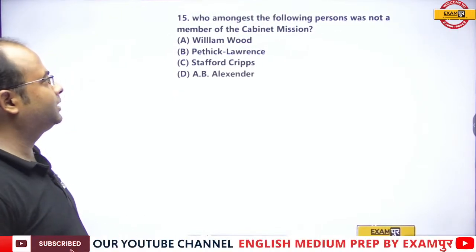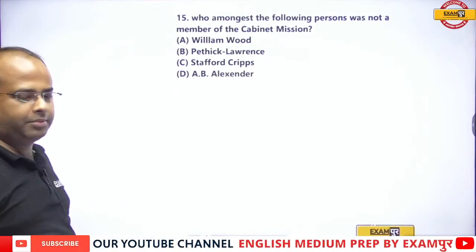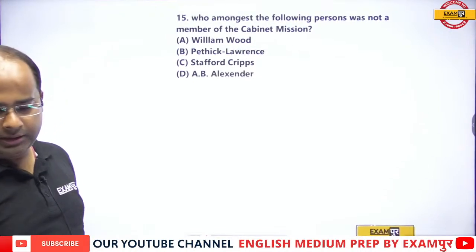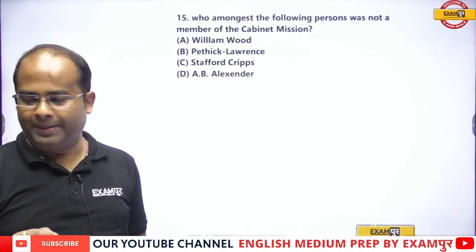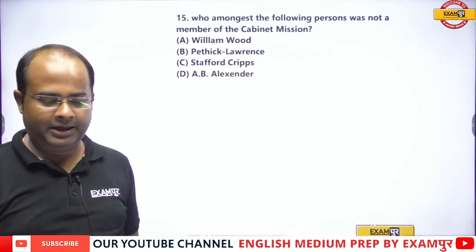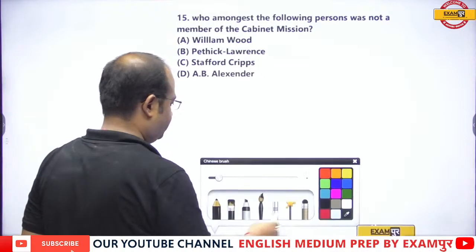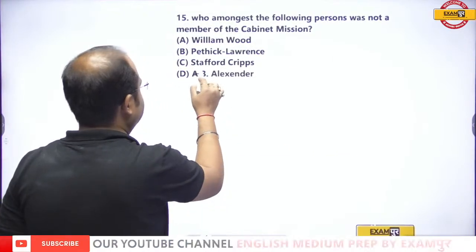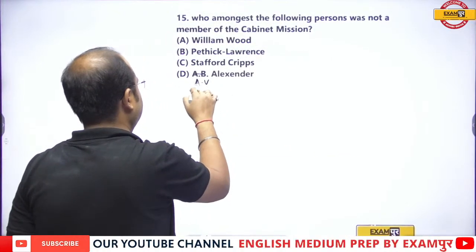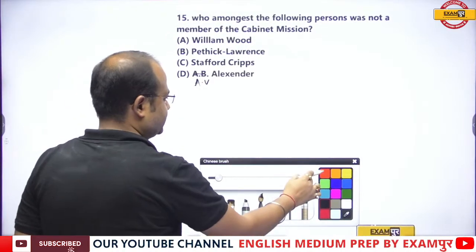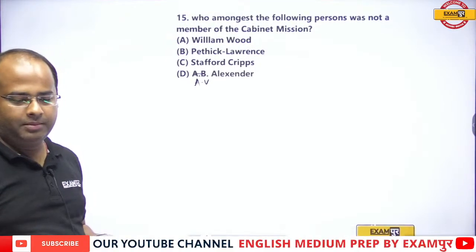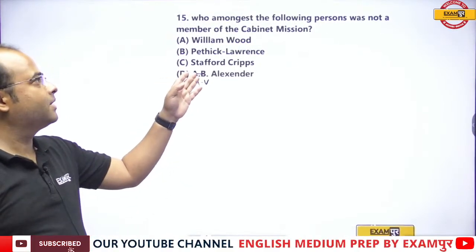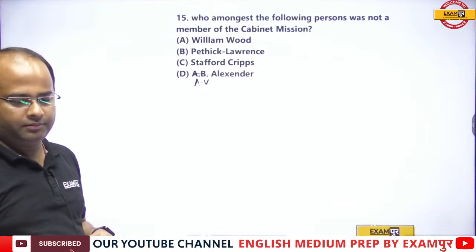Now, who among the following was not the member of cabinet mission? Is it William Wood, Patrick Lawrence, Stafford Cripps, A.V. Alexander? It is not A.B., it is A.V. Alexander. So who among the following was not the member of cabinet mission?